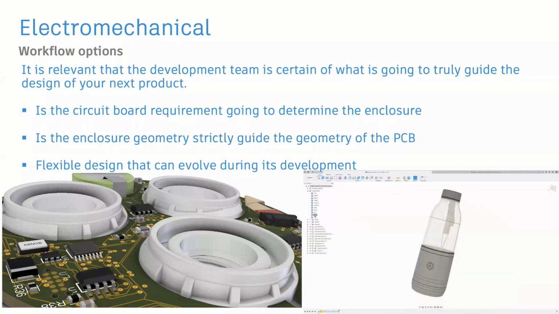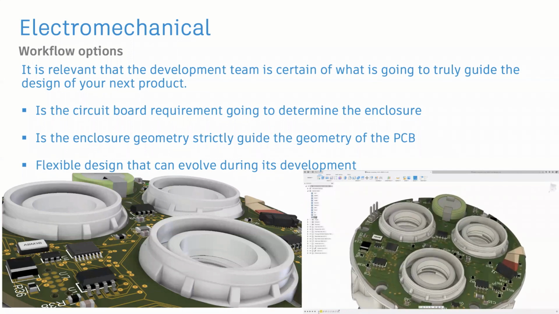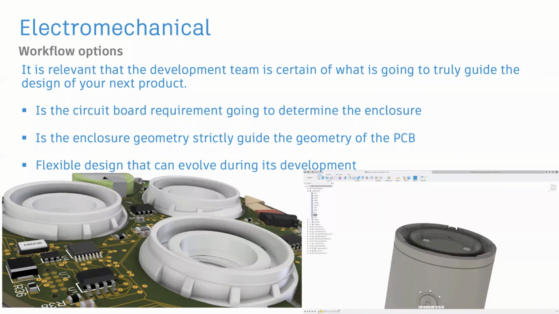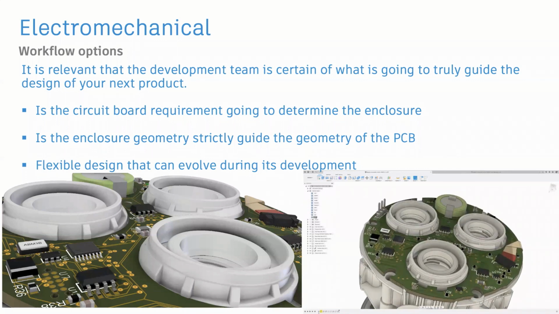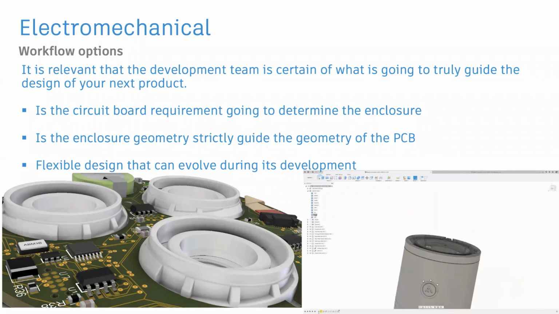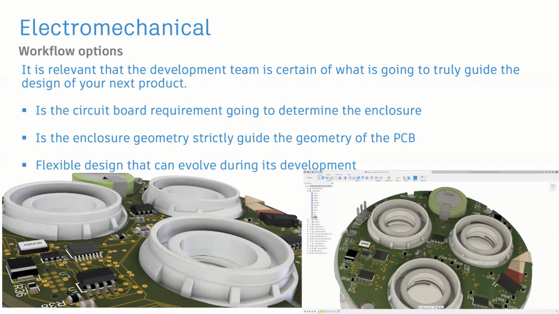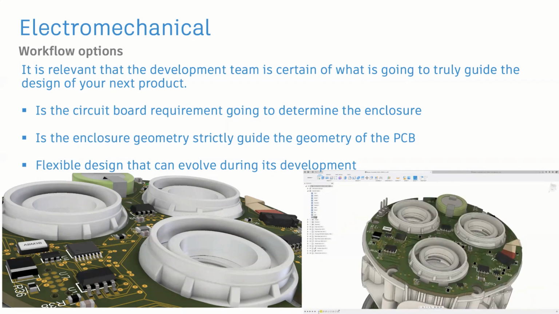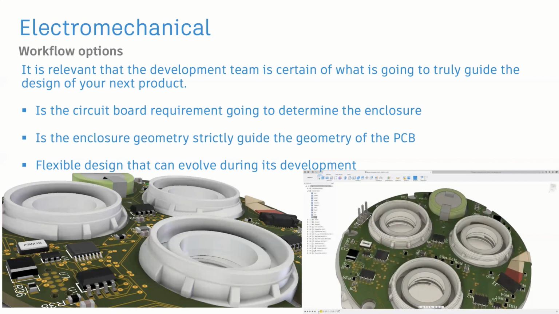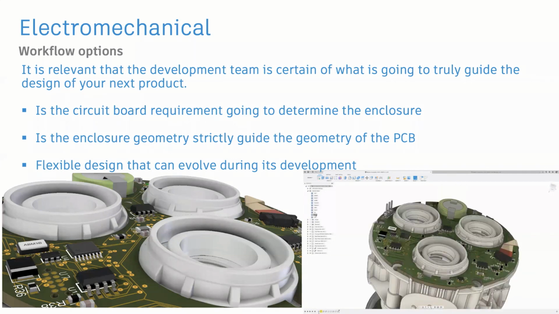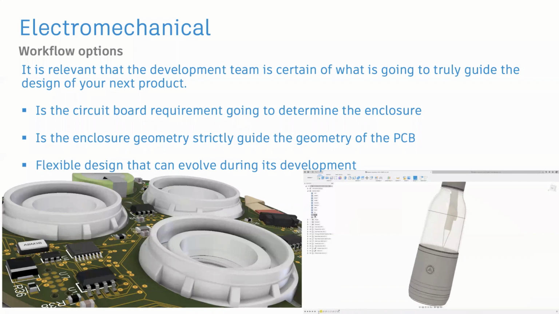So the idea here is, do the mechanical restrictions of the product designate the circuit board outline? If that's the case, there is one workflow that we can do with that. I could make a projection of any surface, and I could take that to my 2D PCB. That way I could lay out the board.